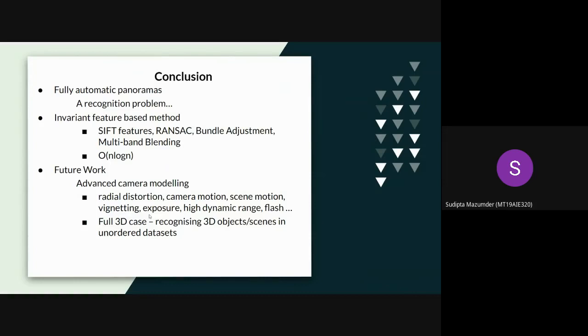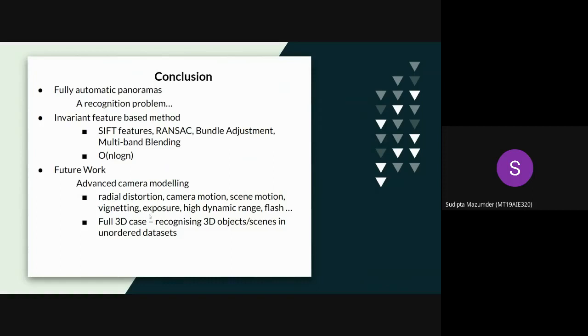Finally, with this, we would like to conclude our presentation. With this, we have tried to explain the approach described by the authors, where they've used invariant local features and probabilistic models to verify the image matches so that we can recognize and create panoramas which are independent in nature and do not require any user input.